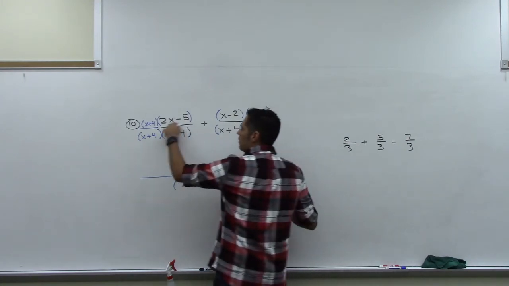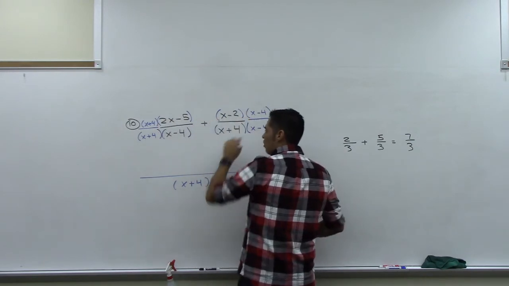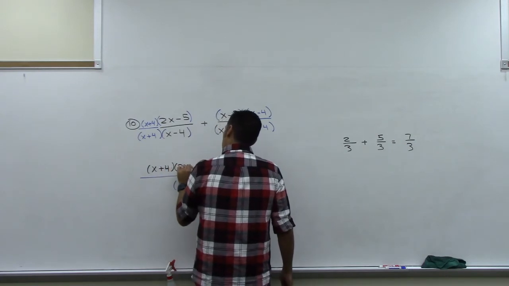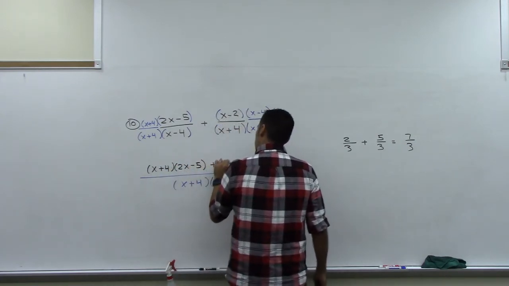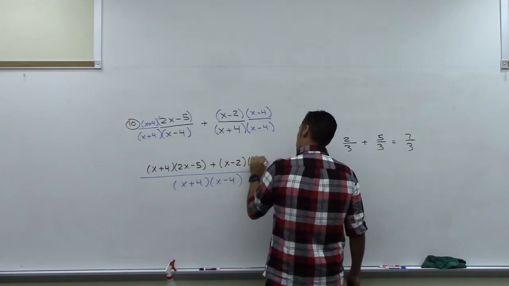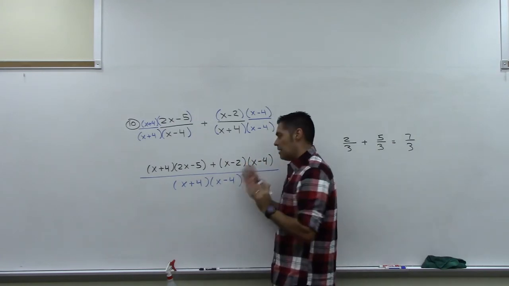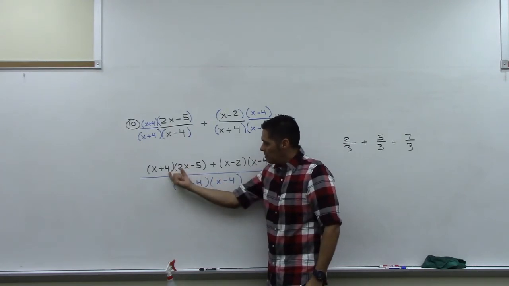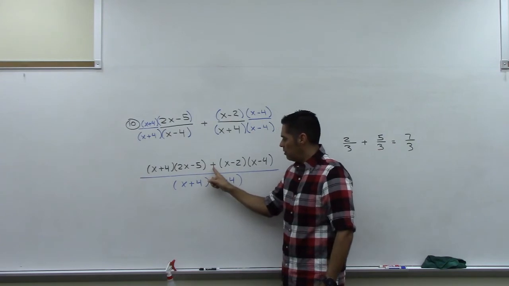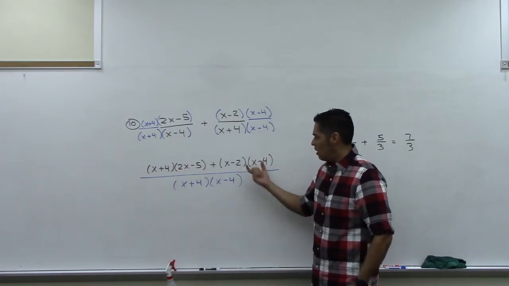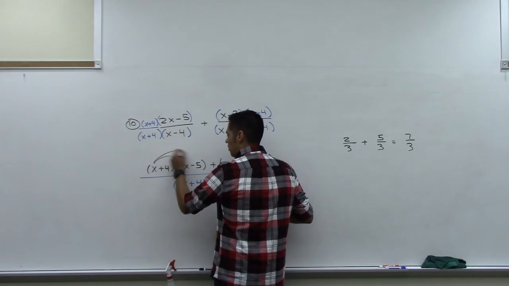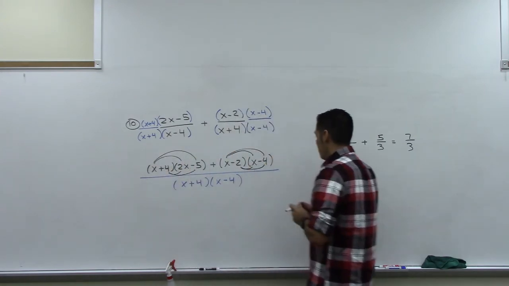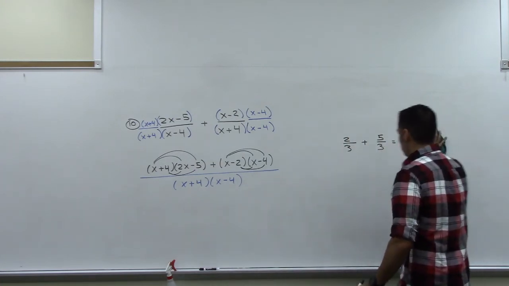But now what we have to do is take this entire numerator and add it to this entire numerator. So I'm going to take the x plus 4 times 2x minus 5, and add that to x minus 2 times x minus 4. Now, I'm not done. This is just putting it all together into one fraction. I need to multiply this out, right? You have to do multiplication before you do addition. So I have to multiply these two together, multiply those two together, which means you have to expand this or FOIL it, however you want to say it. And then we can start putting things together.